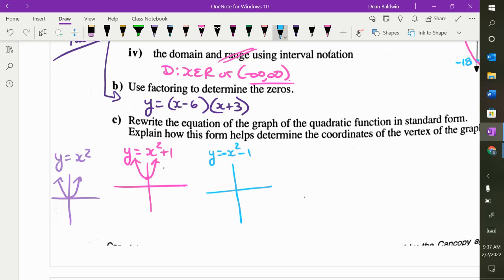Okay, so what does the negative in front of the x squared tell you? It's going to open down. What does the minus 1 tell you? Let's move 1 down. So you always start with the basic here. This negative 1 will move it 1 down. The negative in front tells you it opens down.